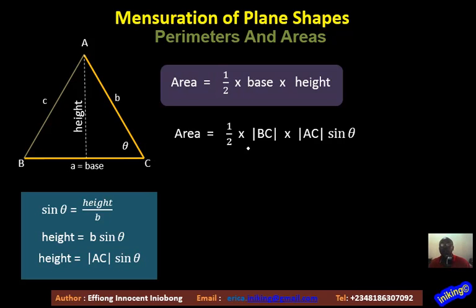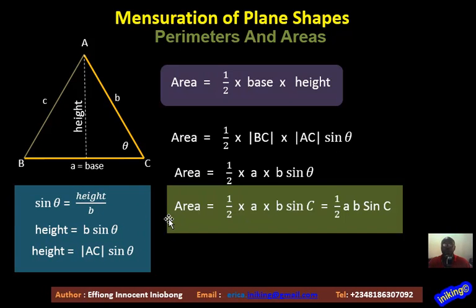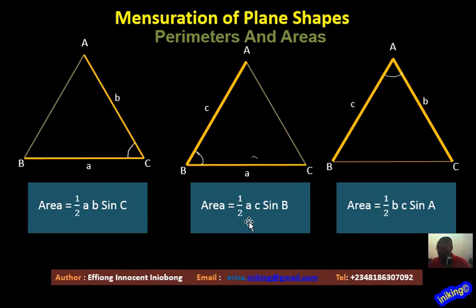You can see here our base and then the height AC sine theta as obtained from this. So here we have half AB sine C when we are given length A and length B. Of course, let's see what happens in the other cases. Yes, this is the conclusion of it all.